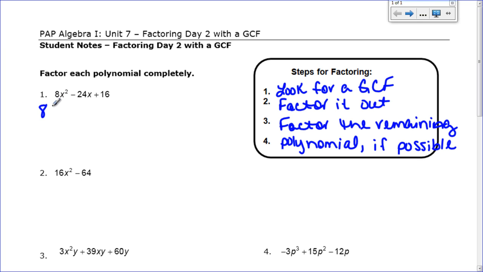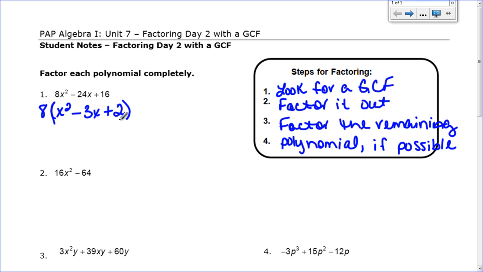So I'm going to factor out this 8, and when I do, what's left, if I take the 8 out of 8x squared, I still have an x squared left. And then if I take 8 out of the 24, it becomes a division problem, so 24 divided by 8 is 3, and I still have the x. And then 16 divided by 8 is 2. And so now here's what I have. I've got x squared minus 3x plus 2, and I am going to have to check and see if I can still factor this polynomial that's inside here.